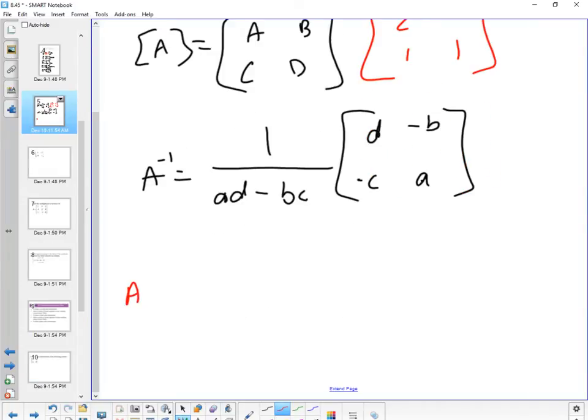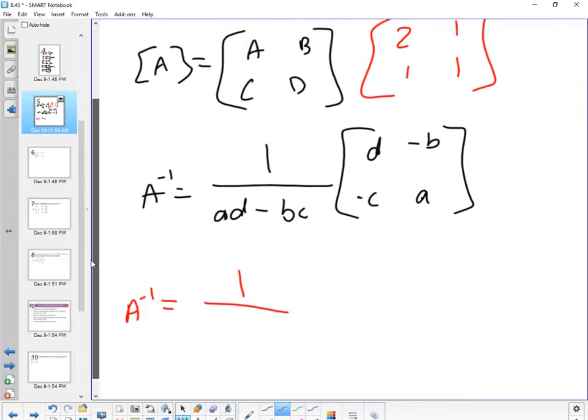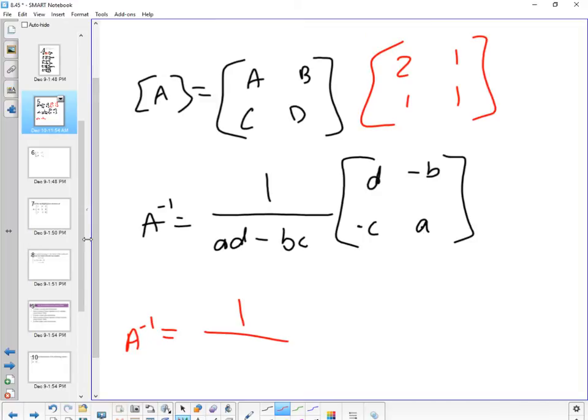Alrighty then. So to find our inverse, we're going to take 1 over the product of A and D. A and D, so 2 times 1. I don't know if you guys recognize this, but this is a play on the determinants. It's a play on the determinants. And then B times C is 1, right?